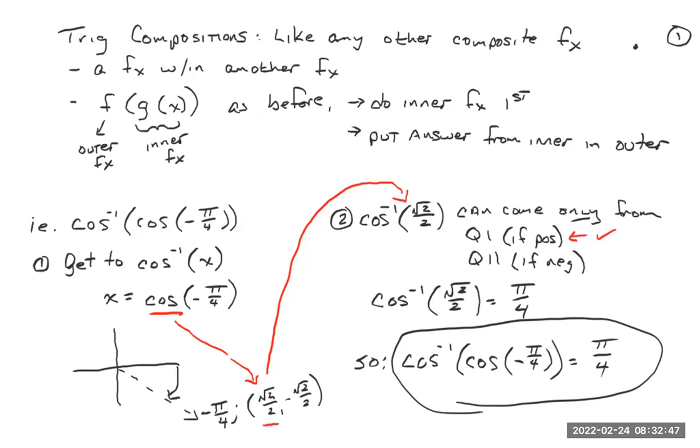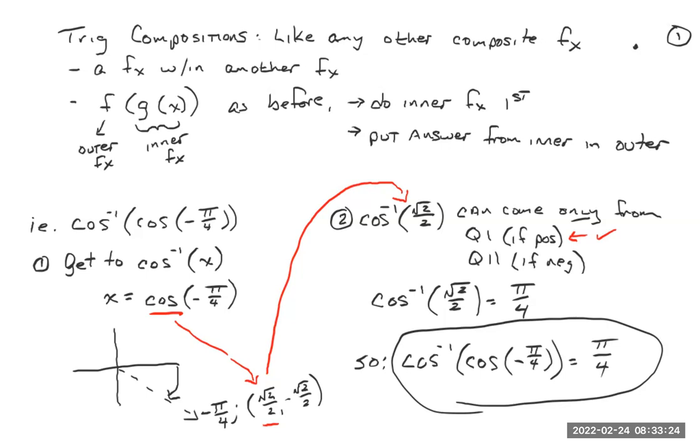All right, trig compositions. Again, like any other, it's a function happening within another function. If we have f of x and we're going to replace that x with some other function, that's all that is. We replace the x with that function. We perform that function, and that answer then goes to the outer again. So do the inner function first, put the answer from the inner into the outer, and resolve for an answer. So let's take a look.